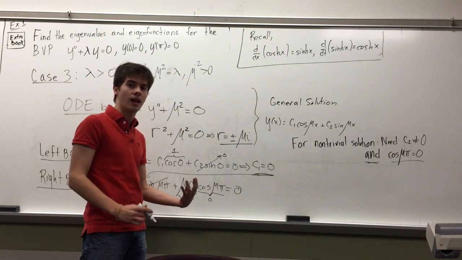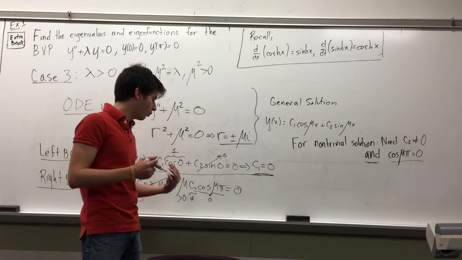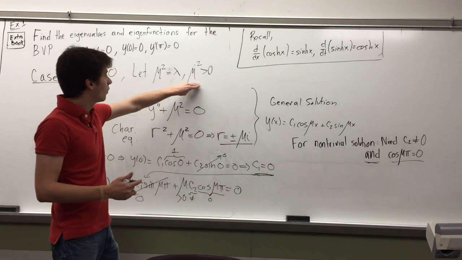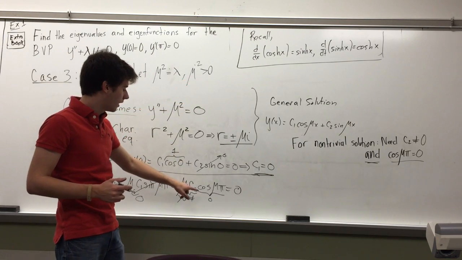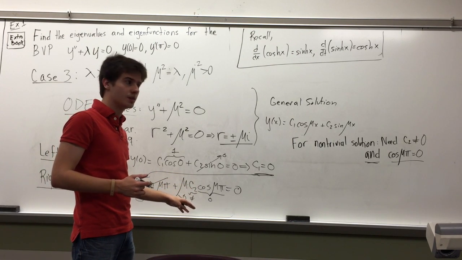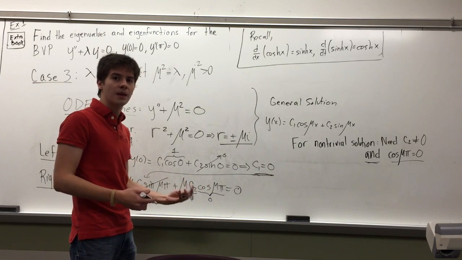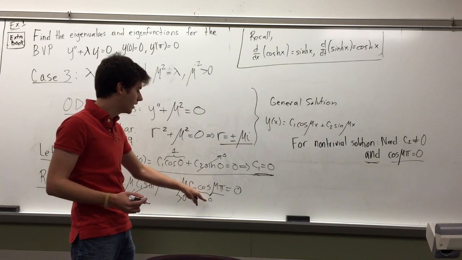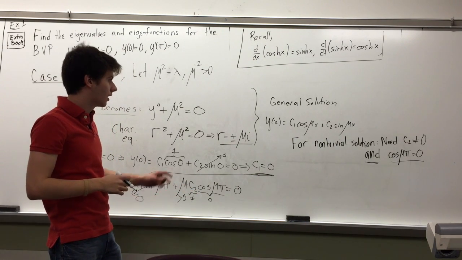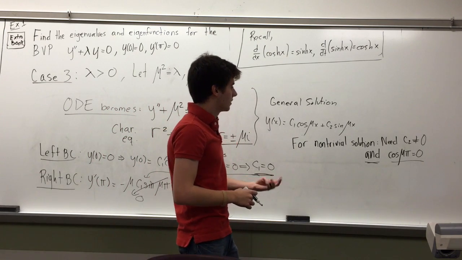You kind of have to look at it and you have to say, what cannot be equal to 0? Mu cannot be equal to 0 because we've defined it as positive. C2 can't be equal to 0 because we need non-trivial solutions. And cosine of mu pi can't be 0, so we're kind of forcing it. We need cosine of mu pi to be 0 in order to have non-trivial solutions. Okay? That's the only thing that can be 0.